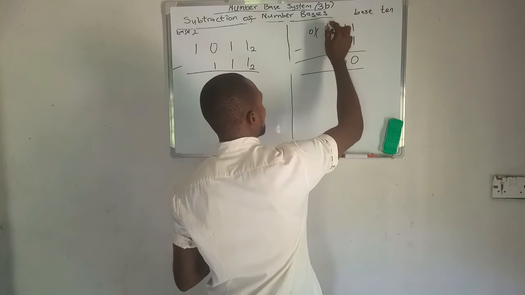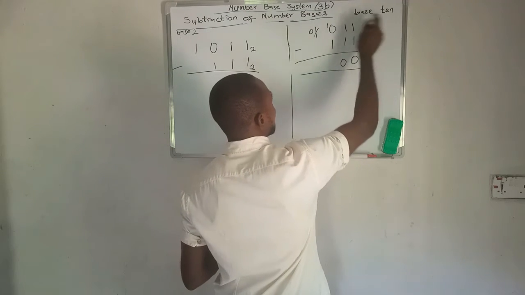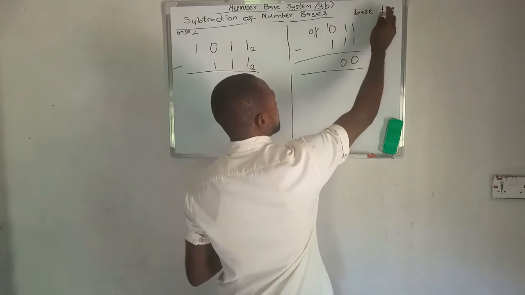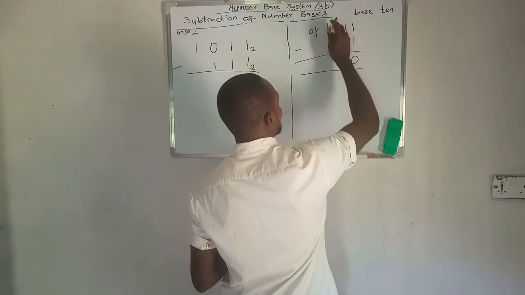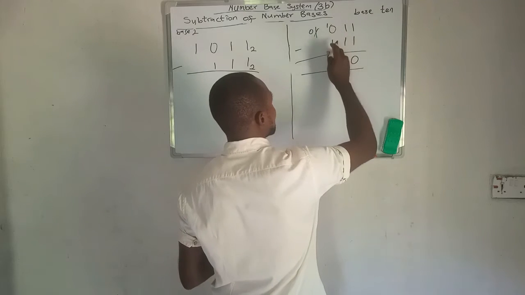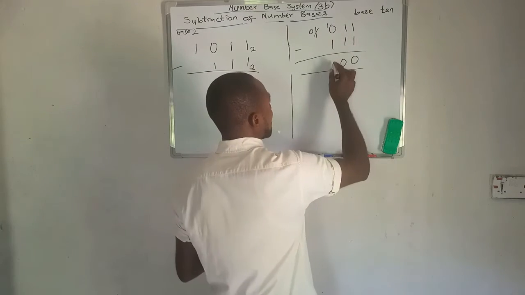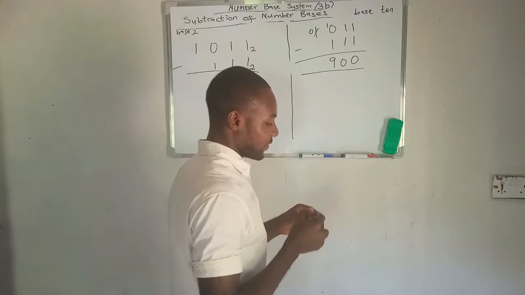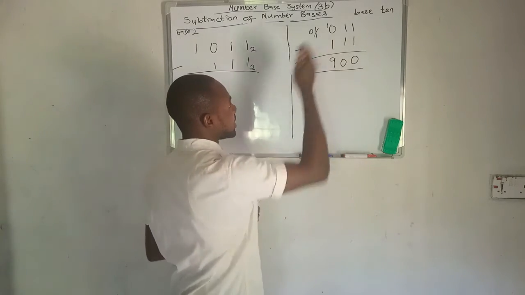Then we'll add it here. When we pick 1 from here, what we are picking is 10 to add to this place. So I have 10 here. 10 plus 0, which is 10, then 10 minus 1, that will be 9. So we have 900 in base 10 when we subtract this.